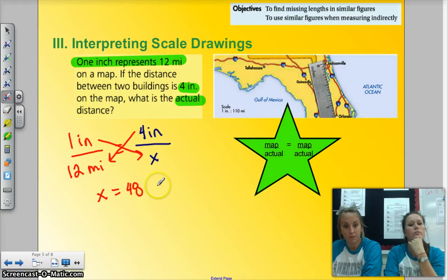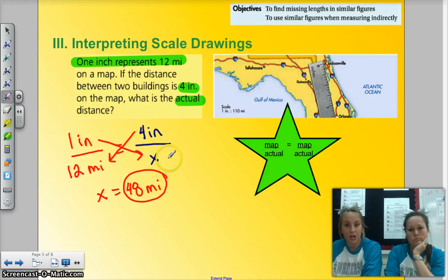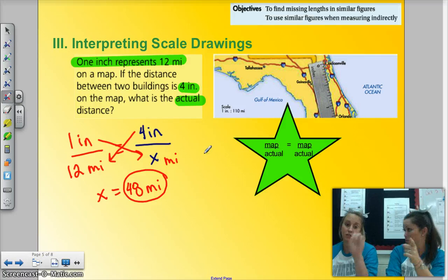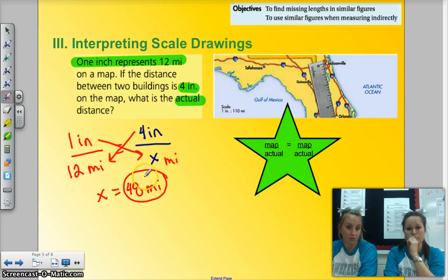Is this going to be miles or inches? Miles, because that is the location of my x. One thing that we can't get lazy on, guys, is labels. Even here, labeling while you're doing the problem. Because if we didn't have those, you guys would be like, I don't know what it is.